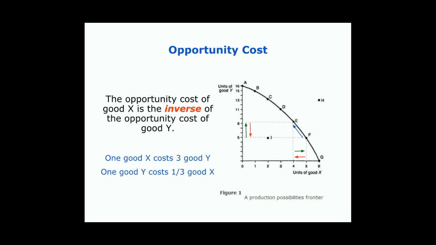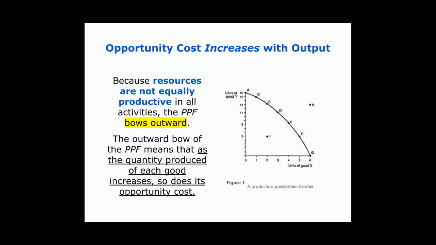And so in our example, of moving from point F to E, 1 good X costs 3 good Y. We have to give up 3 good Y to get an additional good X. And 1 good Y costs 1/3 of a good X. In order for us to have an additional Y, the cost is 1/3 of a good X. And we'll notice that the opportunity cost increases with output, which I'll show you in just a second.